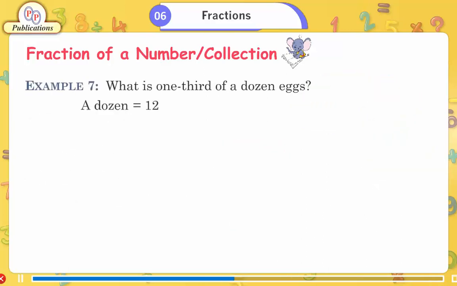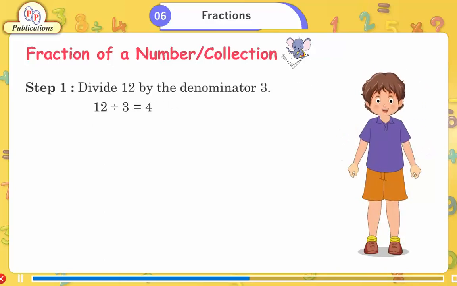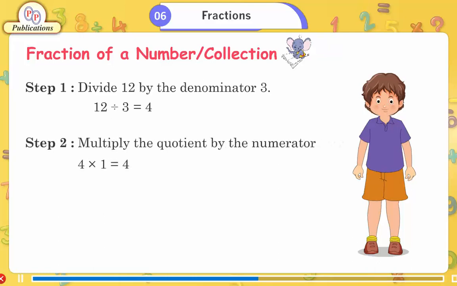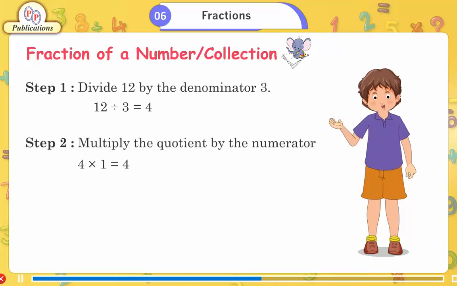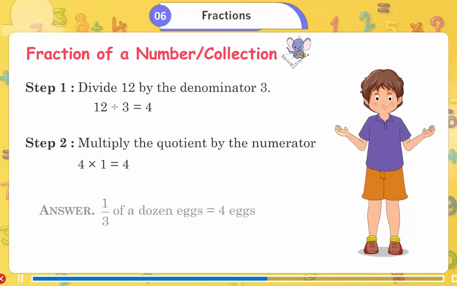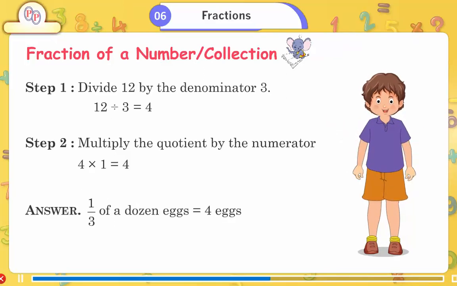Example 7. What is 1/3 of a dozen eggs? A dozen is equal to 12. So, 1/3 of 12 is equal to what? Step 1. Divide 12 by the denominator 3. 12 divided by 3 is equal to 4. Step 2. Multiply the quotient by the numerator. 4 into 1 is equal to 4. Answer. 1/3 of a dozen eggs is equal to 4 eggs.